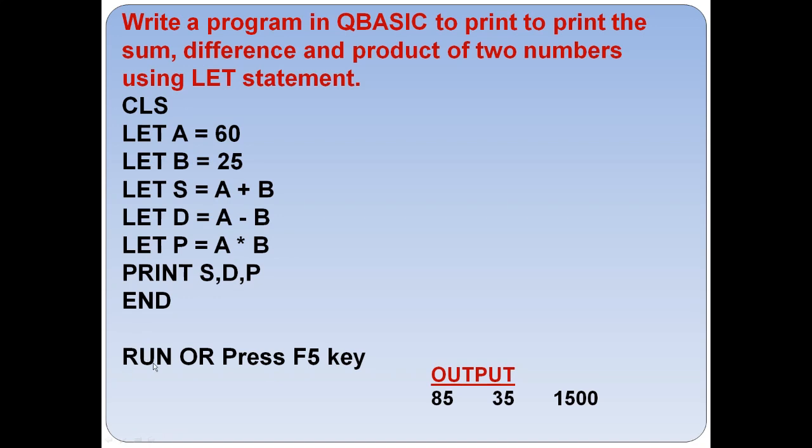Now we will write run, or we will press the F5 key. When we press F5 or write run, the output will come like this. 85, this is the sum, so first S will print the sum 85. 60 plus 25 became 85. D, difference, 60 minus 25 became 35, and A multiply B, that is 60 multiply 25, became 1500.